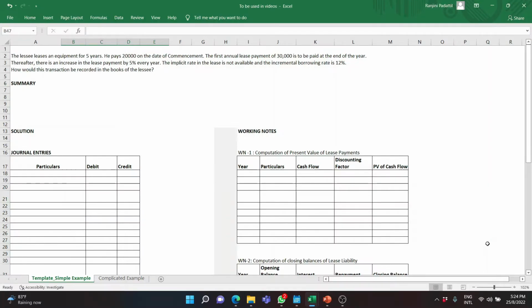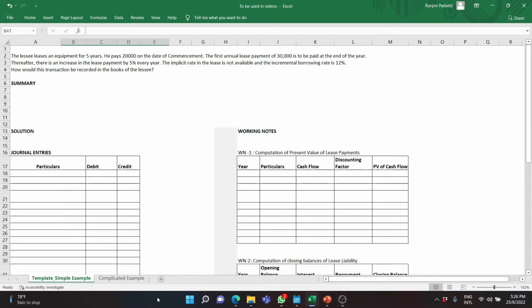Okay, so whenever I have an accounting problem to solve, the method that I use is I read the entire question in one go very quickly to understand the gist, and then I summarize the important points. The lessee leases an equipment for 5 years. He pays 20,000 on the date of commencement. The first annual lease payment of 30,000 is to be paid at the end of the year. Thereafter, there is an increase in the lease payment by 5% every year. The implicit rate in the lease is not available and the incremental borrowing rate is 12%. How would this transaction be recorded in the books of the lessee?